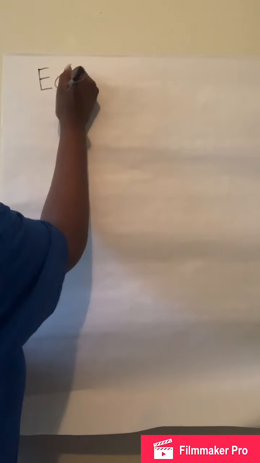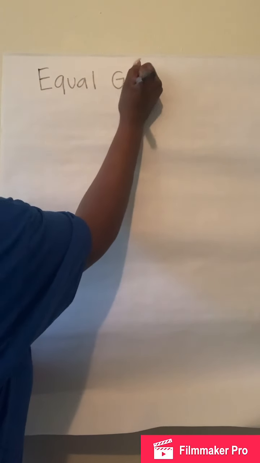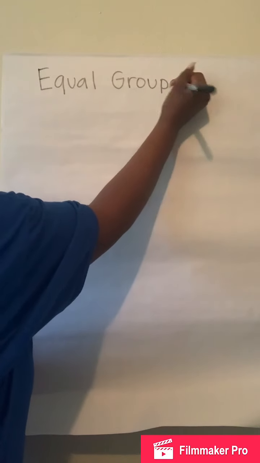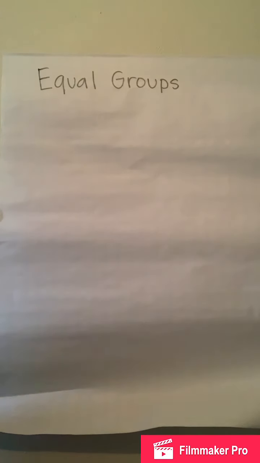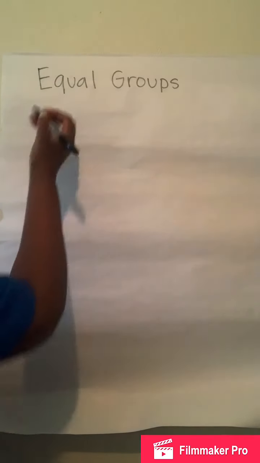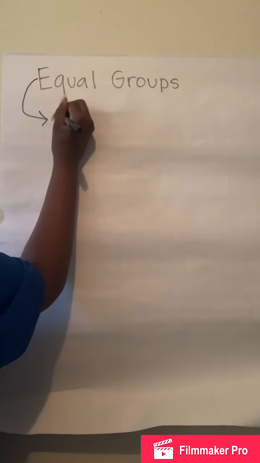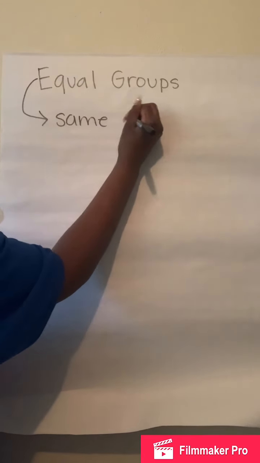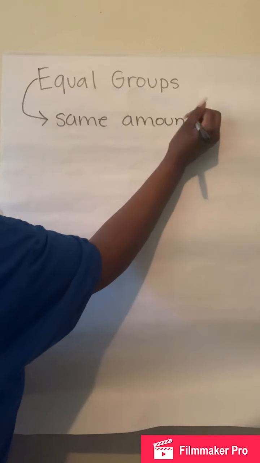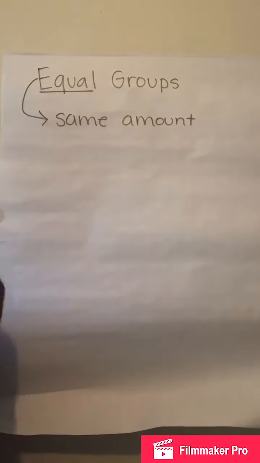Okay, today we are going to be talking about equal groups. And when we talk about equal groups, we're going to be talking about repeated addition. If you remember, repeated addition is multiplication. And when we are talking about equal groups, repeated addition, and multiplication, we're basically going to be skip counting. When something is equal, it means that it has the same amount.